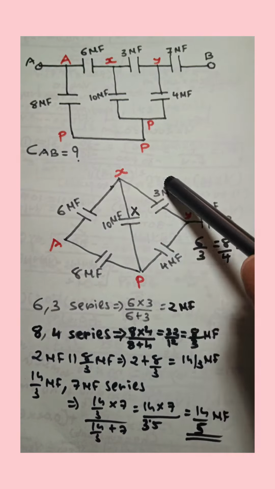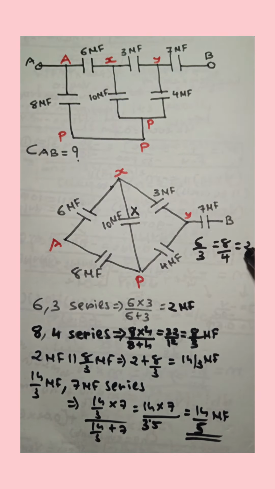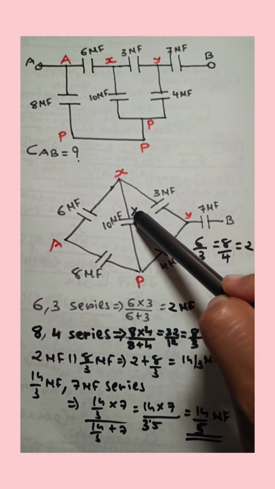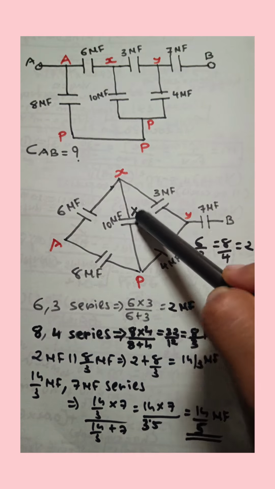Here 6 upon 3 is equal to 8 upon 4, that is 2. So it is a balanced Wheatstone bridge. So there is no charge flow in the 10 microfarad capacitor.